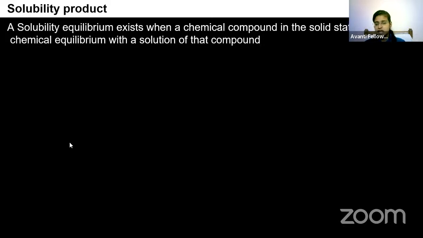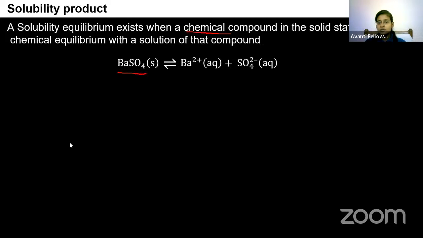Okay, so to understand this statement, I will give you a reaction. See this. BaSO4 is the chemical compound. Okay, and this chemical compound is in the solid state. And this compound is in solubility equilibrium with the solution of that compound.